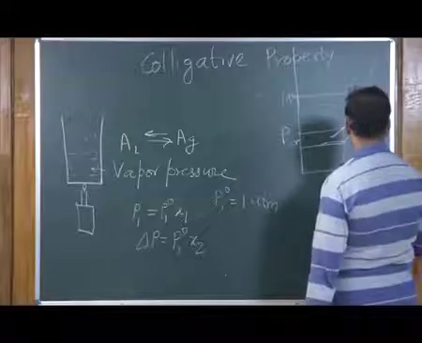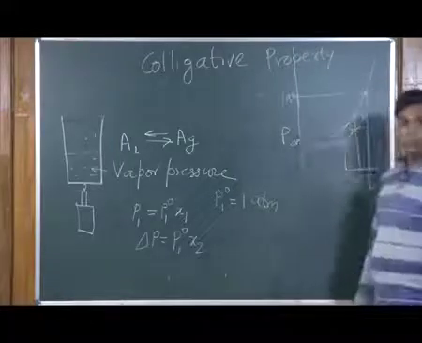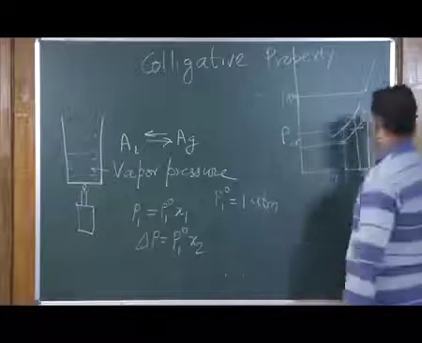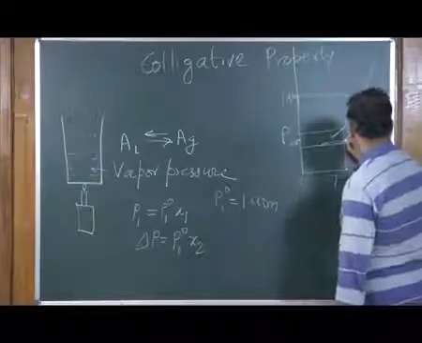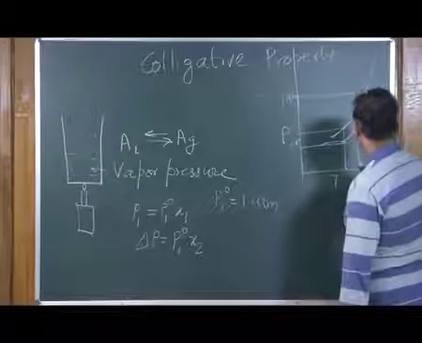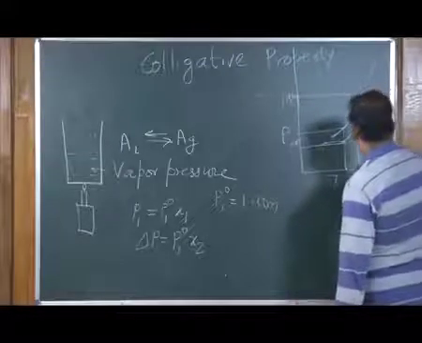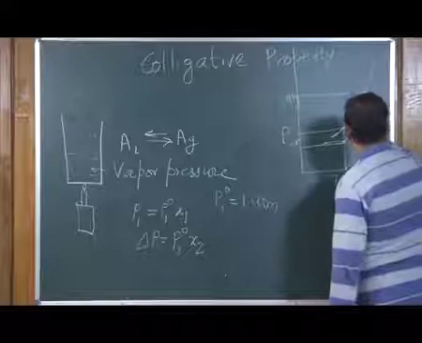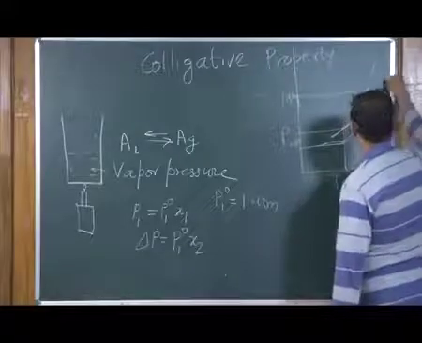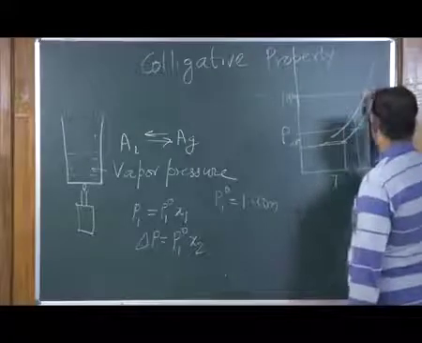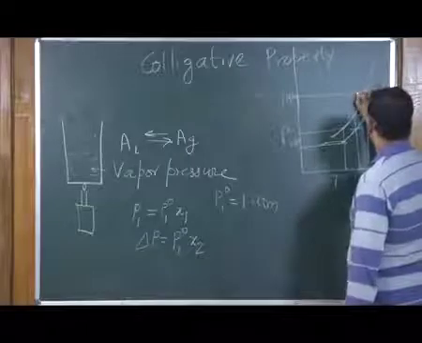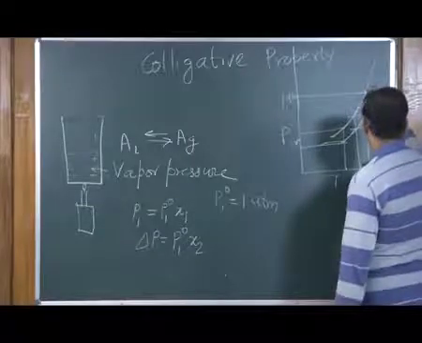Now, what would be the normal boiling point for the solution? The solution curve is this. This is the vapor pressure curve of the solution. Now, this curve is going to have a vapor pressure of 1 atm at this point.